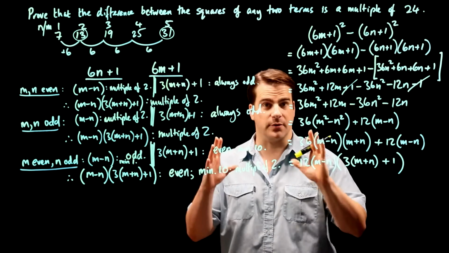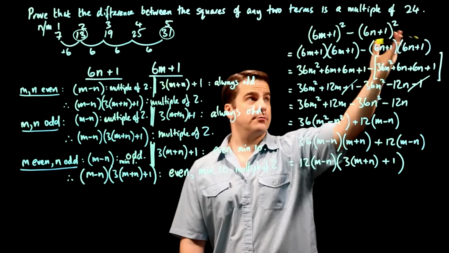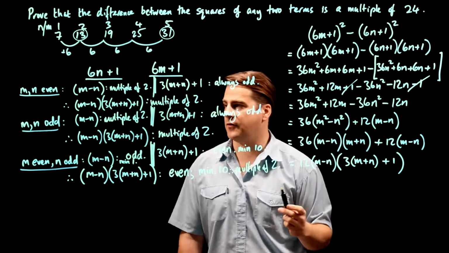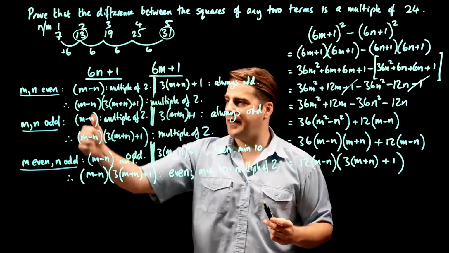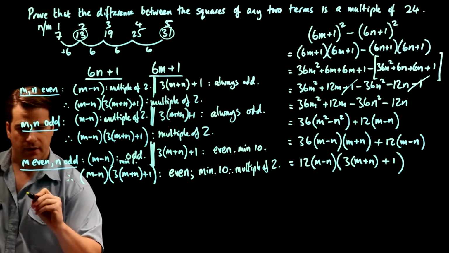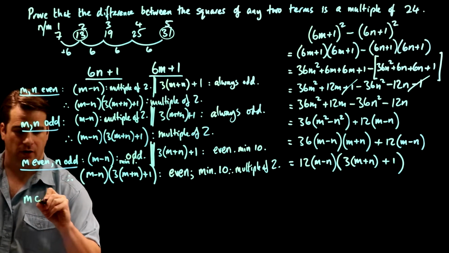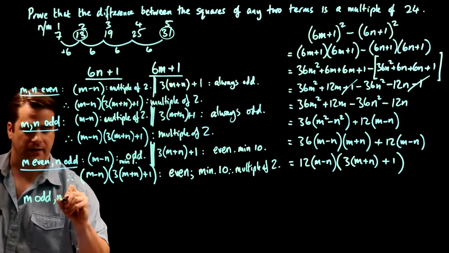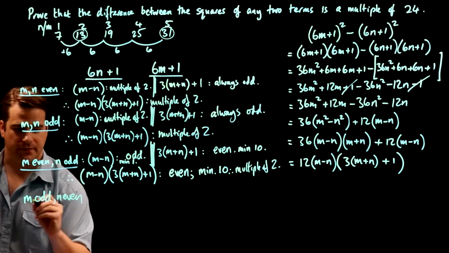Okay, so it's a long question, but we're nearly there. We've proven that this is a multiple of 24 for m and n both even, m and n both odd, and m even, n odd. There's only one left to do, and that's m odd, n even.